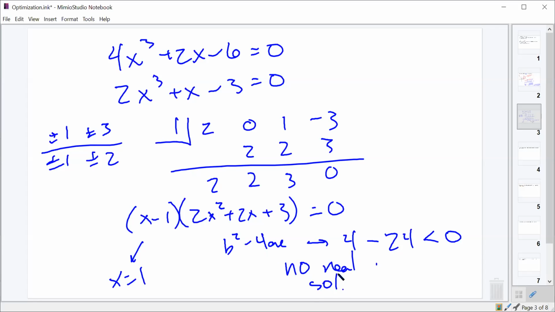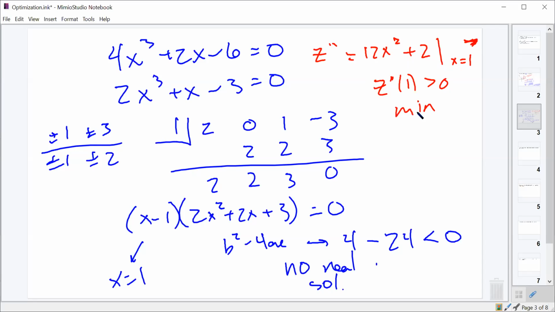So the only value that we have here that is possibly a minimum is at x equals 1. And we can test that in 2 different ways, and I'll show both ways. One way is by taking a second derivative, so z double prime. Z double prime would have been 12x squared plus 2. And if we plug 1 into that, we get a value that is greater than 0. z double prime of 1 is greater than 0, which tells us that this is a min.